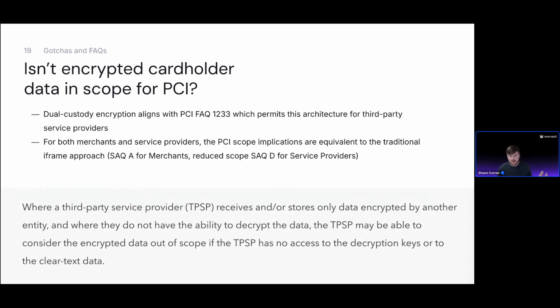So this is the kind of baseline that we rely on for our security model, as well as the kind of compliance posture. And that's been reviewed by third-party QSAs as well. But outside of that, with those opinions, the PCI scoping setup is pretty much equivalent between traditional tokenization and dual custody encryption. As long as you're using an iframe and you're not handling the card data in plain text at any point, then you're eligible for SAQ A as a merchant, which is the simplest self-assessment questionnaire.